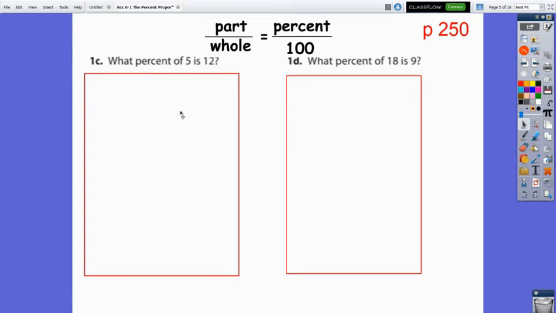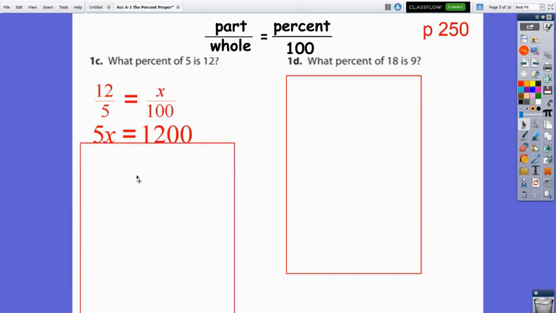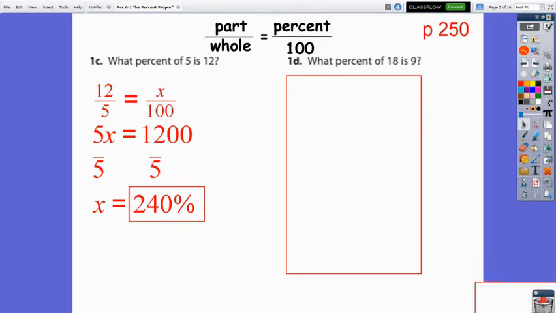Letter C. What percent of 5 is 12? Of 5 means 5 is the whole and 12 is the part. 12 is 240% of 5, right? If your part is bigger than the whole, then your percent is going to be bigger than 100%. 100% is 1, when the part and the whole are exactly the same number.